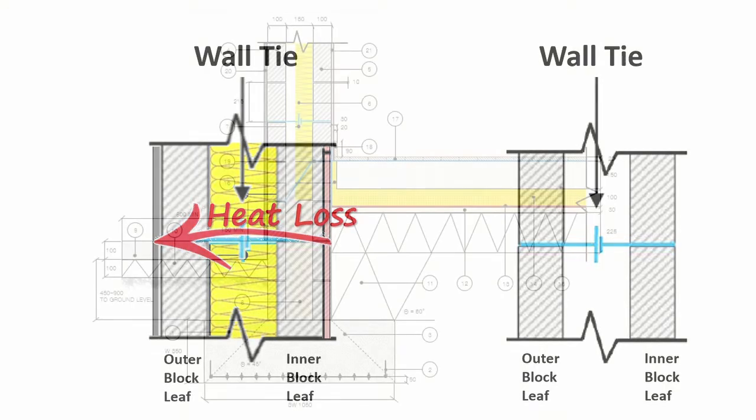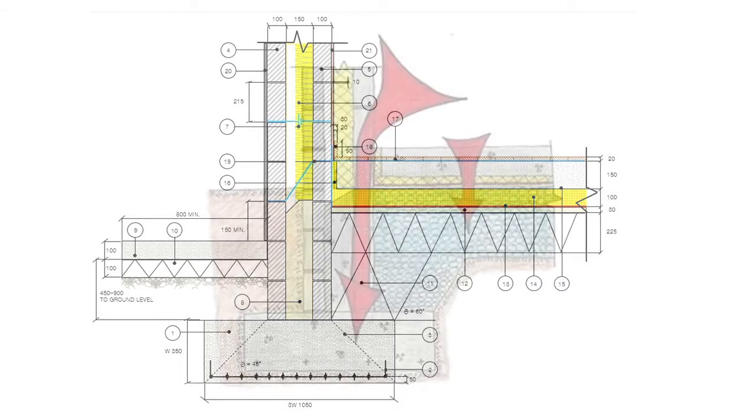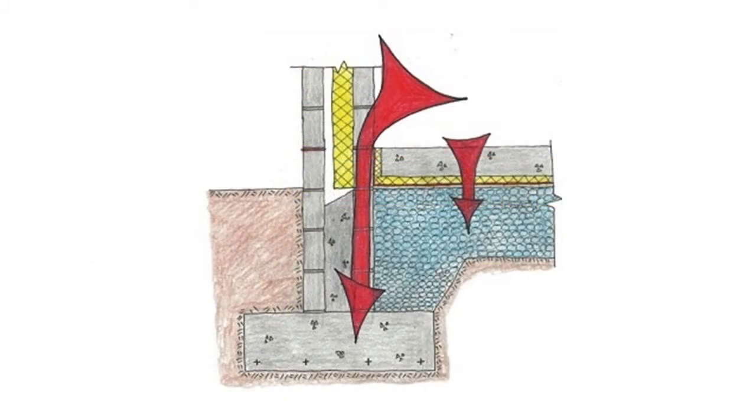Another example of thermal bridging is the linear thermal bridge down the inner block leaf of this strip foundation detail. In the cavity wall we have the insulation tight against the inner leaf, and in the floor we have the floor insulation, but there is a very obvious gap where the two don't connect, and it's through this gap or break in the insulation that the heat is conducted down to the inner block leaf.